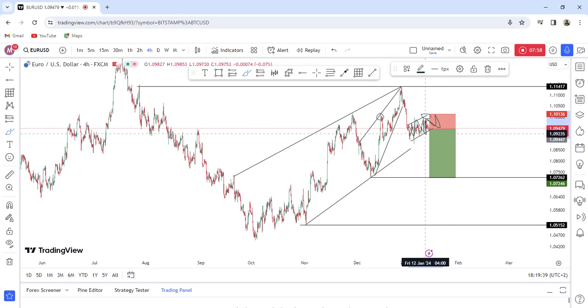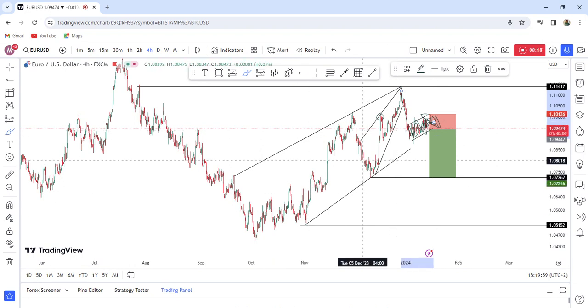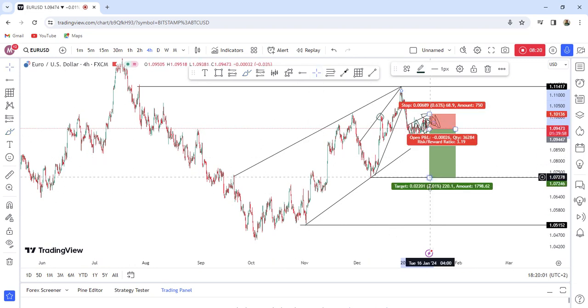This continuation pattern, I think, is the one that is gonna play out. Remember that after every impulse, there's correction. So now we need to be involved as soon as the price breaks this continuation pattern here. But then overall, our target is gonna be here.